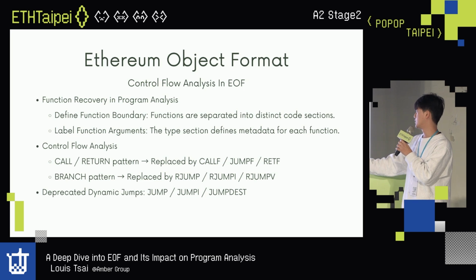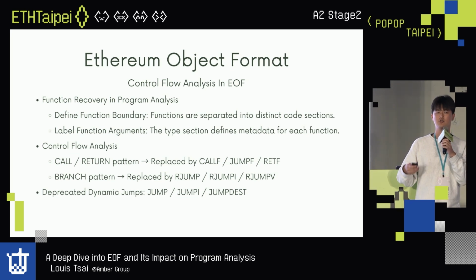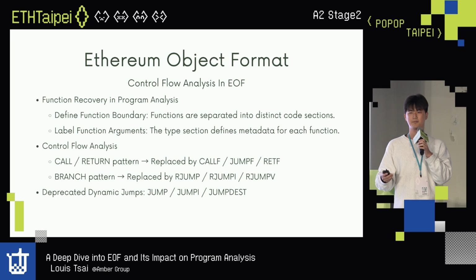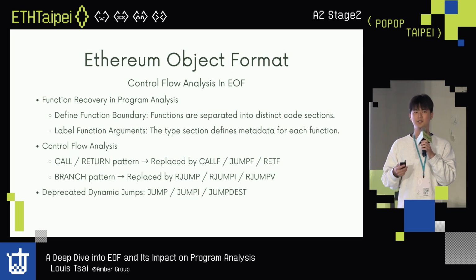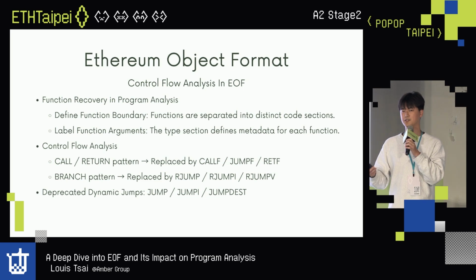And finally, we no longer need the dynamic jumps. So the following 3 operations, JUMP, JUMPI, and JUMPDEST, are deprecated in EOF. And that is also good news for the Ethereum client, because they no longer need to validate the JUMPDEST during the runtime.